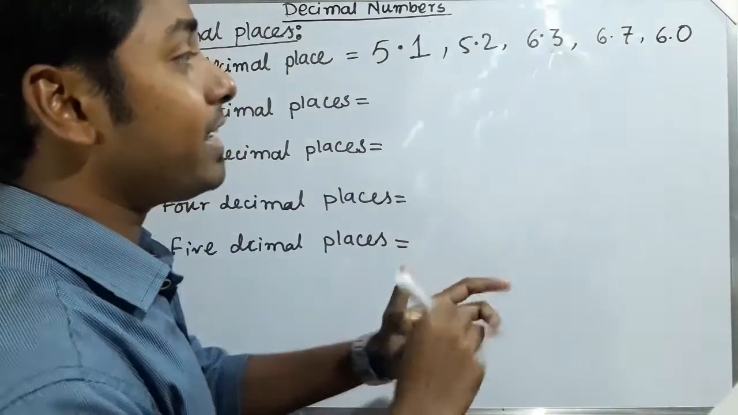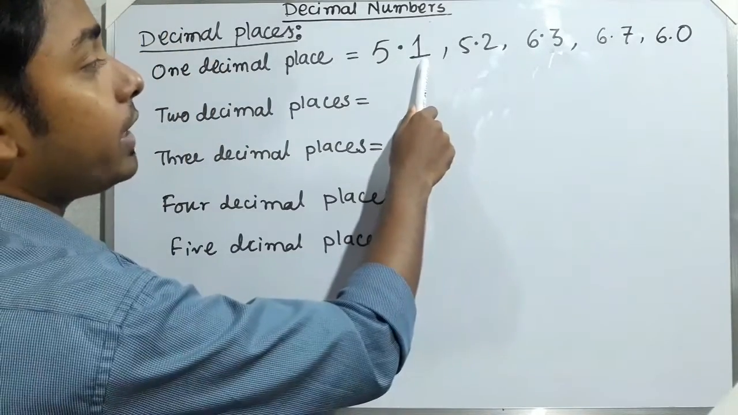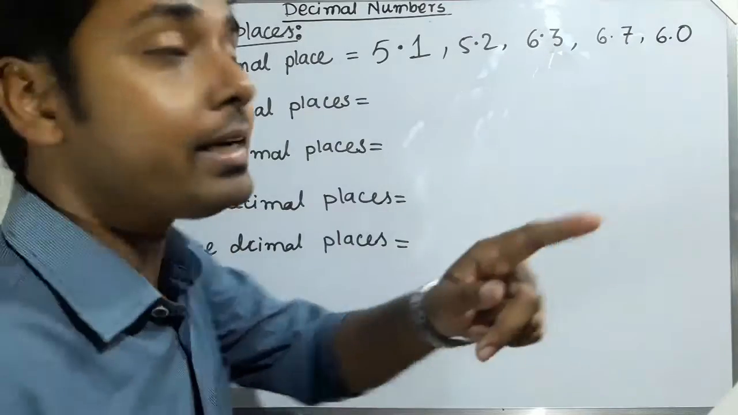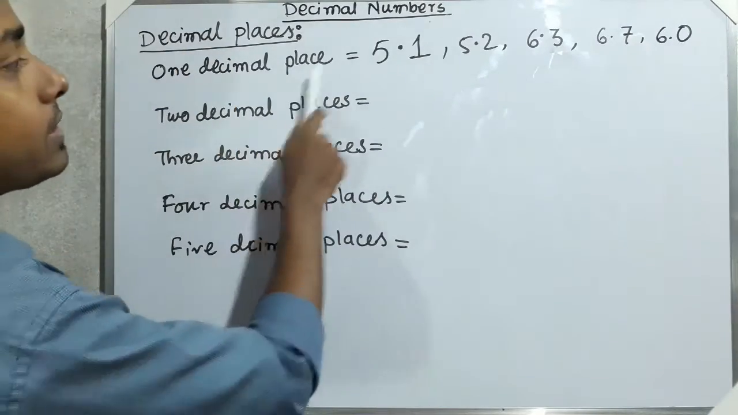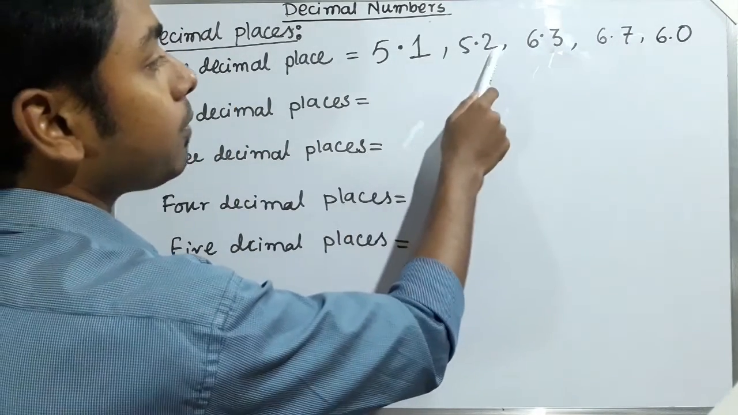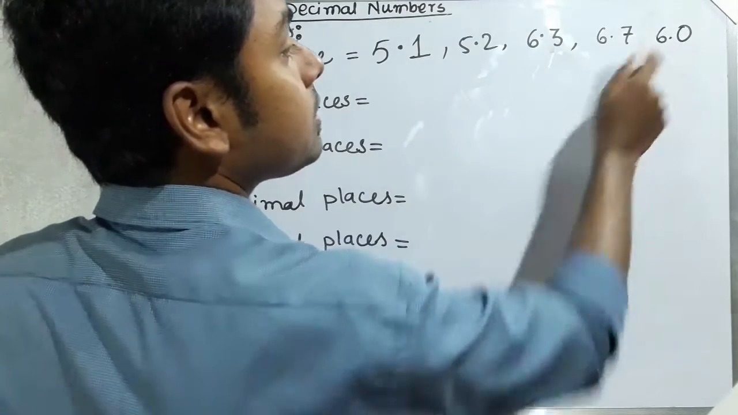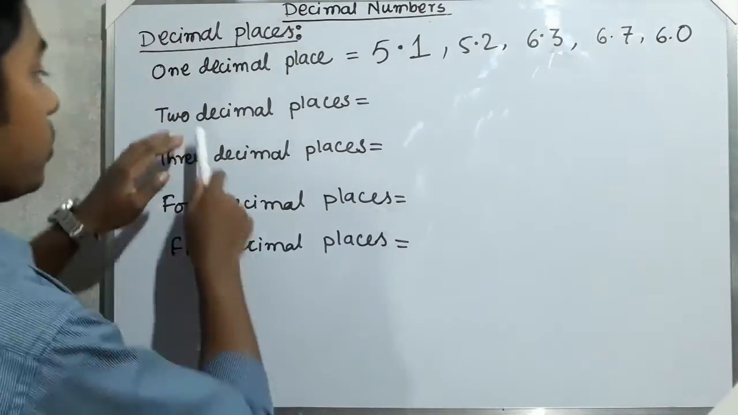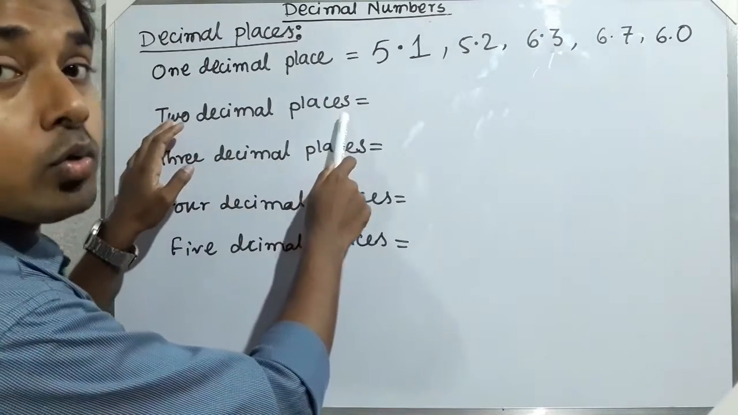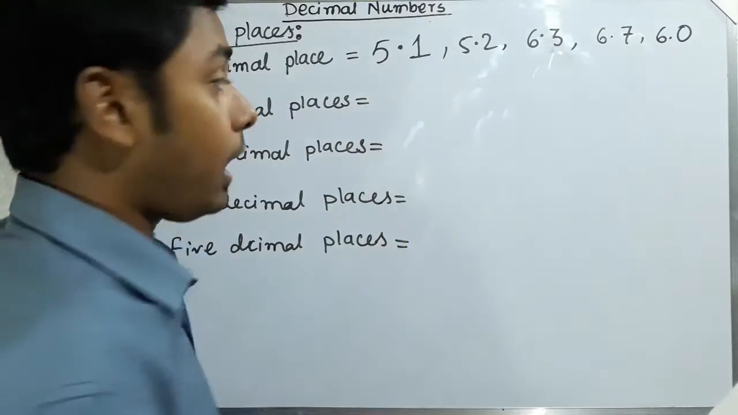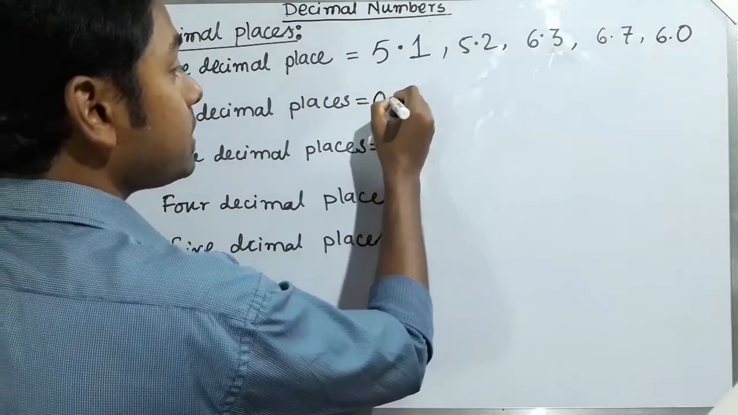And one decimal place means what? After the point you will have only a single digit. After the point a single digit, that is called one decimal place. Okay, now two decimal places. Two decimal places means after the point you will have two digits.